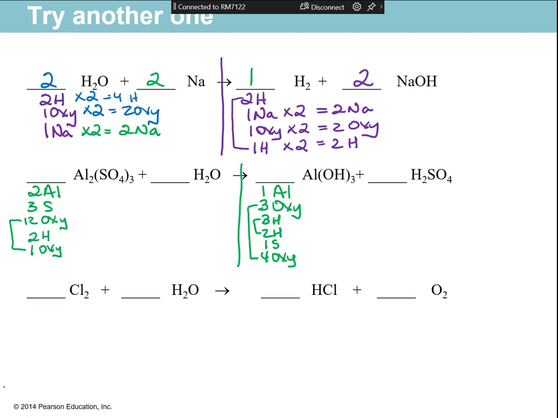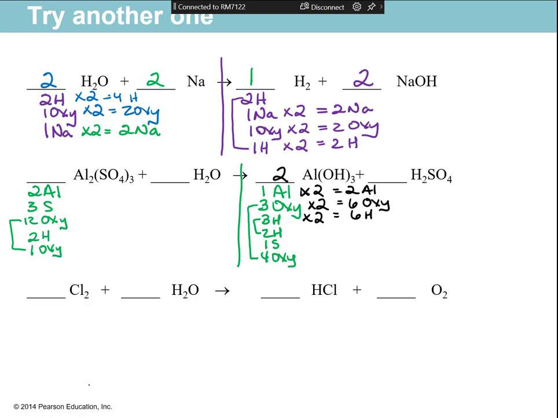Okay, so which side am I going to change? The right. What number do I have to put on the line? Because remember, the coefficient, I have to multiply everything in that formula by that number. This is going to give me 2 aluminums, but it's also going to give me 6 more oxygen, and it's going to give me 6 hydrogen. So now my aluminums are balanced. It didn't fix anything else. But what am I going to balance second?